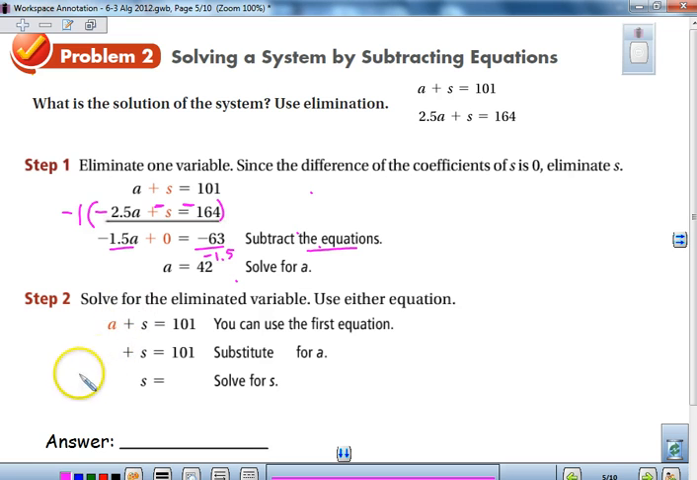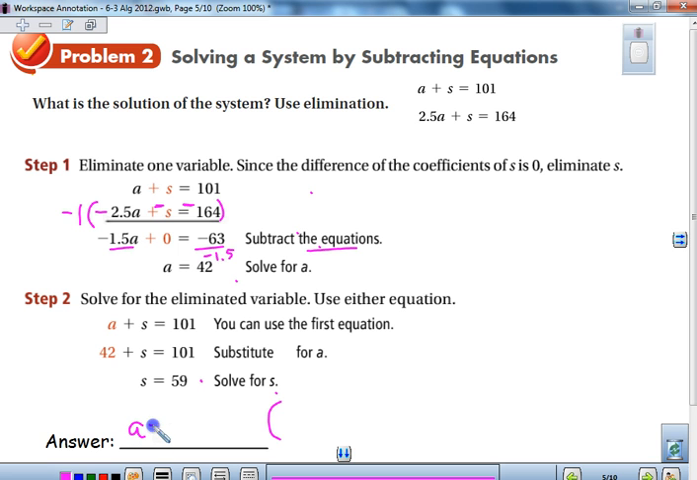So we simply want to substitute in what a is, so 42. Subtract 42, and our solution is 59. So as we are solving this system, our answer is going to be the ordered pair. Remember, it's always an ordered pair.